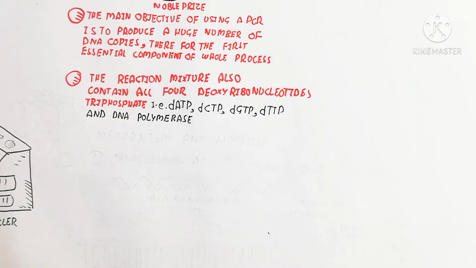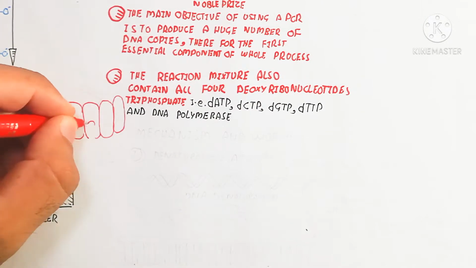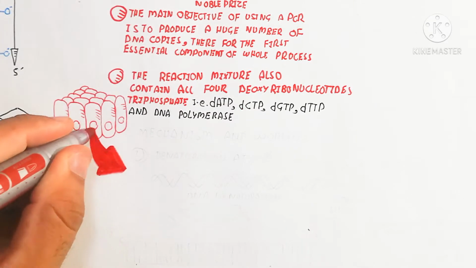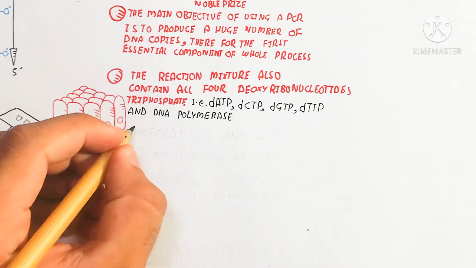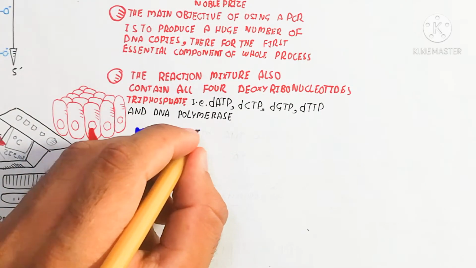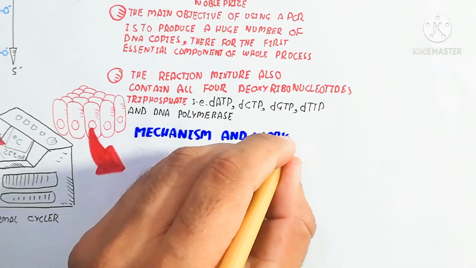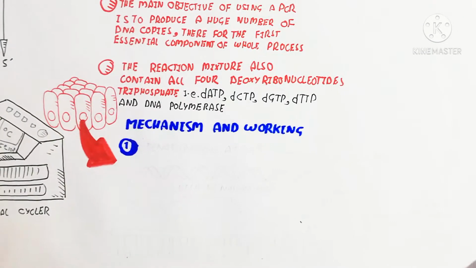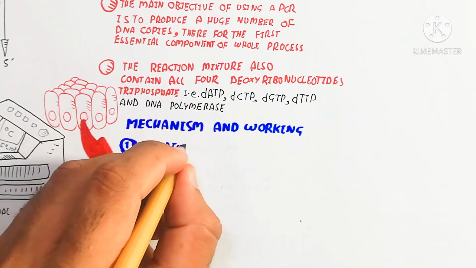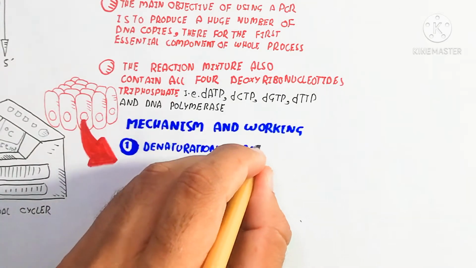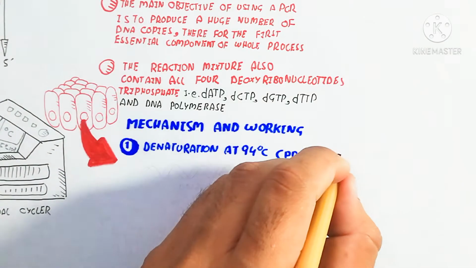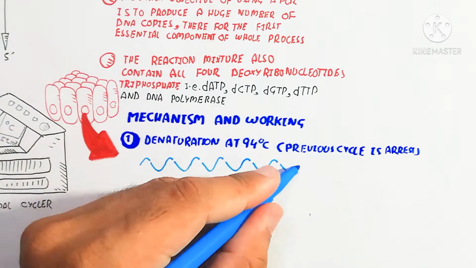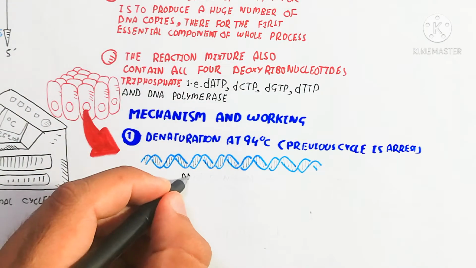The mechanism and working of the polymerase chain reaction is in three steps. The first step is denaturation at 94 degrees Celsius. The previous cycle is reset due to the changing of the temperature. After this, the temperature is changed again and again to produce copies of the gene. So the DNA is denatured. The DNA is extracted from tissue or something that is used for identification, for example, in a crime or something. So here is the DNA which has been denatured.